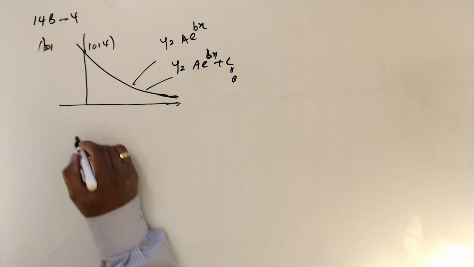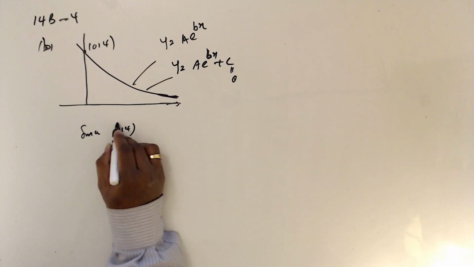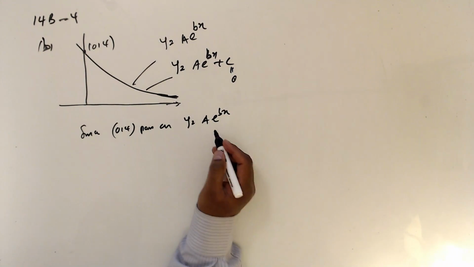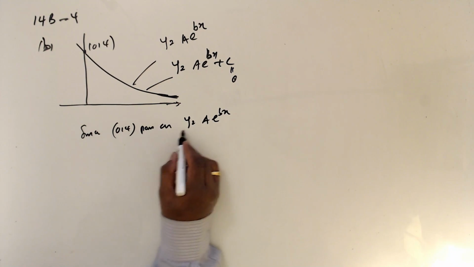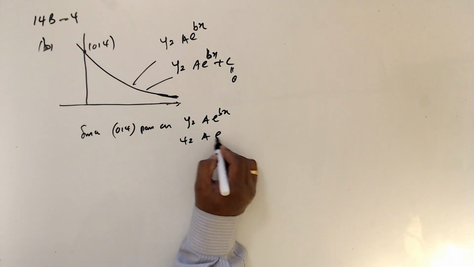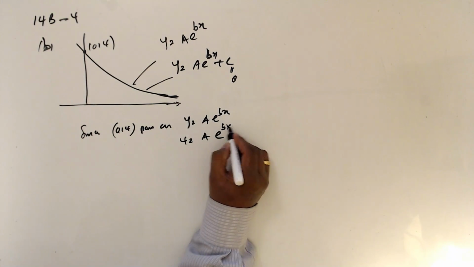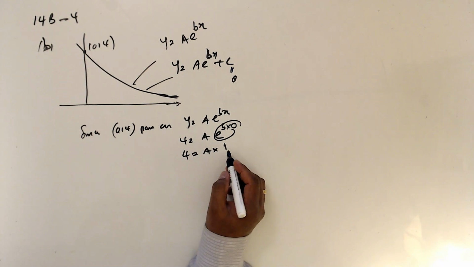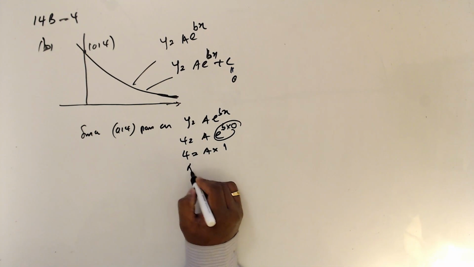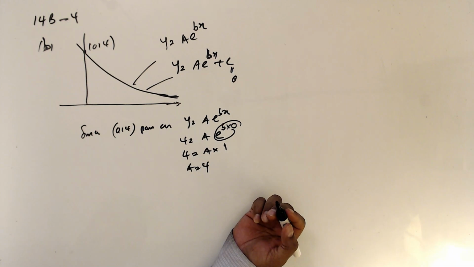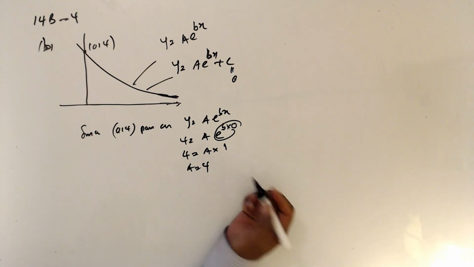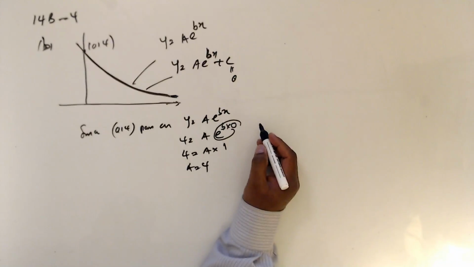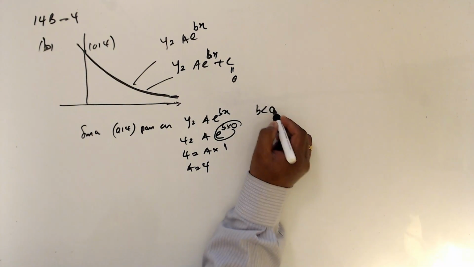Now since the 0, 4 point is on y equals A e^(BX), we'll substitute y equals 4, A times e^(B times 0). So 4 equals A times, this value is 1, B times 0 is 0, e^0 is 1. A equals 4. And since the curve is a decreasing function, B is negative, B less than 0.